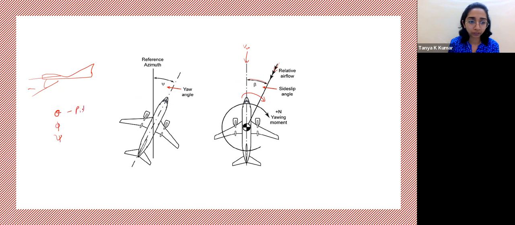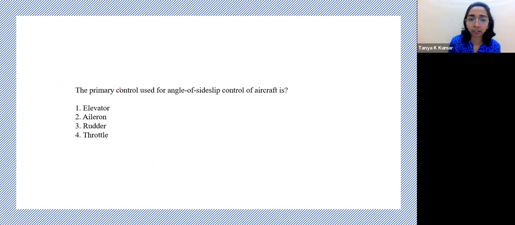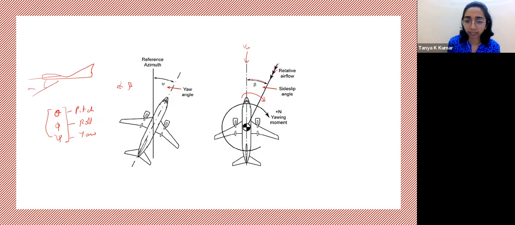This is the pitch. This is the roll. And this is the yaw. These are the three angles that you can control. You cannot control alpha or beta because they come by virtue of the relative airflow. So this question should have been primary control used for yaw control. Angle of side slip is not the same as yaw. So you introduce a yaw or a yawing moment to negate the effect of side slip, but you cannot control the side slip angle. Is that clear?